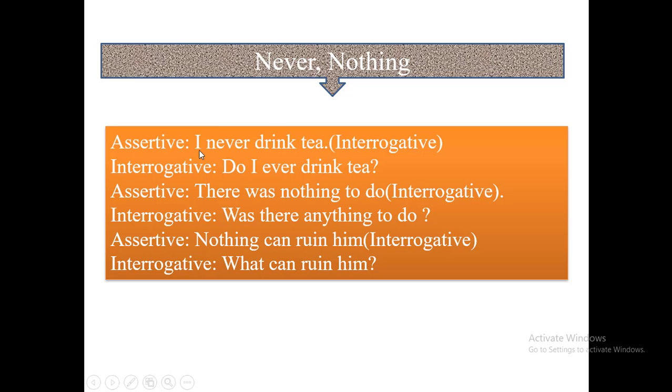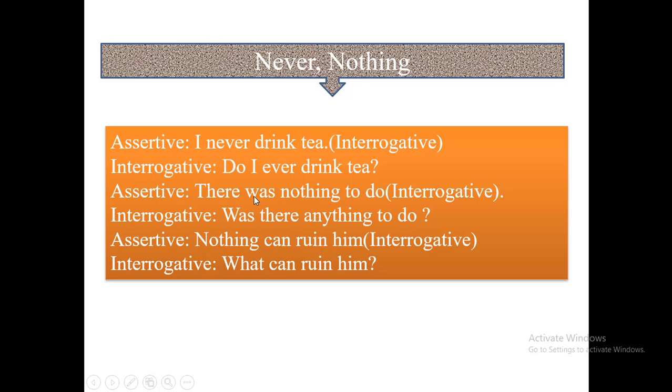Another example, I never drink tea. Make it interrogative. It is also a negative sentence, then you have to make it bare interrogative. And there is no auxiliary verb, then you have to make it interrogative by using do. So you have to write, do I never change into ever drink tea.